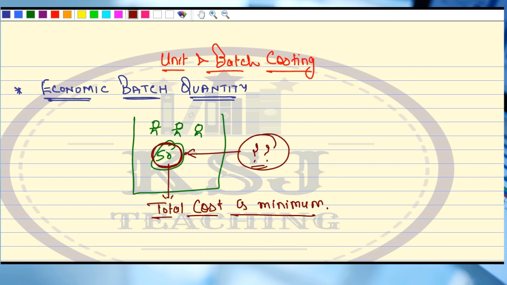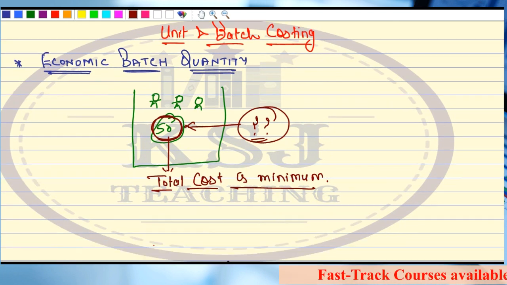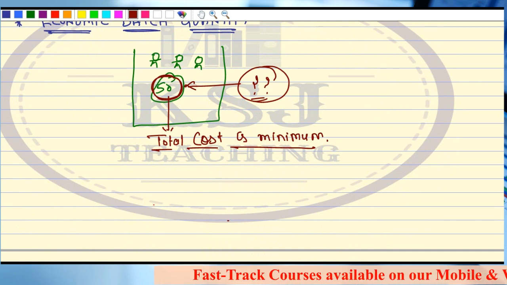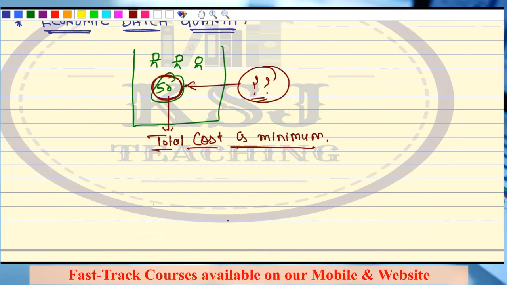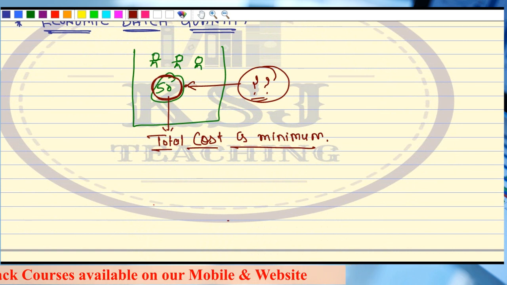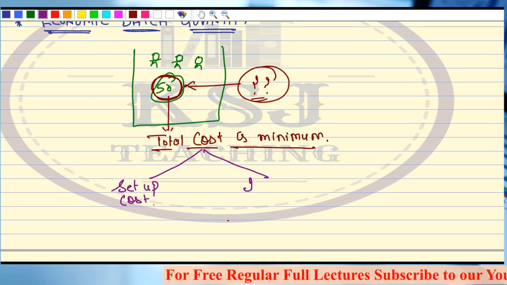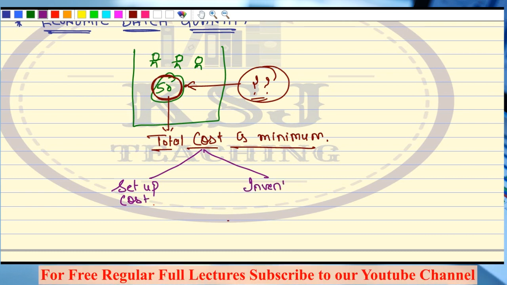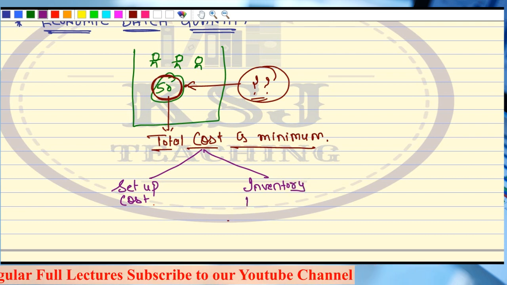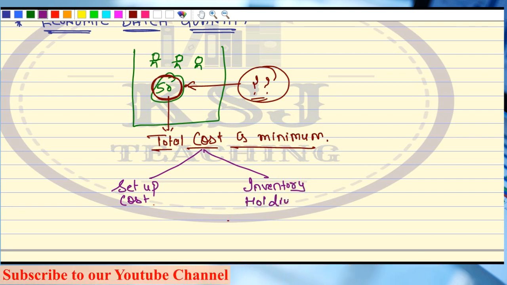Right? Sir, what is total cost? You have told us that total cost should be minimum, but what is total cost, sir? In this case, the total cost comprises two things. One is the setup cost, and the other one is the inventory holding cost.